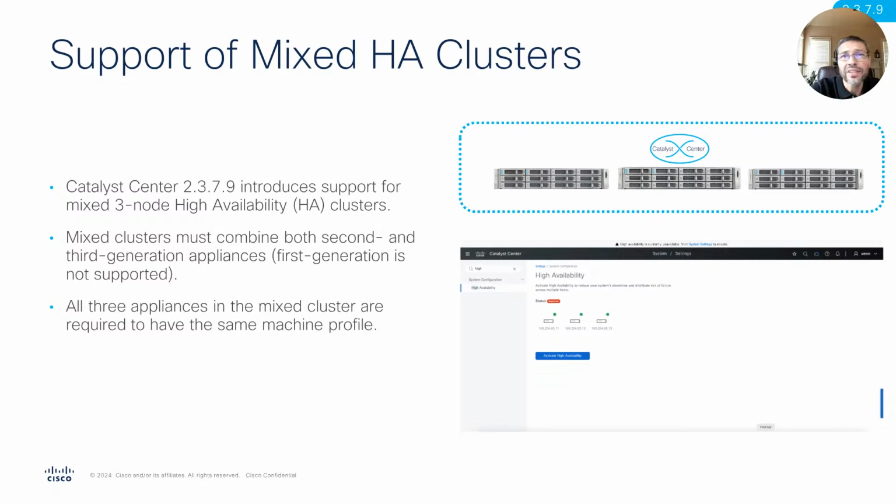Also, to ensure consistency and performance, all 3 nodes in the cluster must share the same machine profile. So make sure that you've got the same machine profile for the nodes in the cluster. The update enhances system resilience and also maintains architecture compatibility. More information can be found in the Catalyst Center HA guide for 237X. That's out on CCO as well.